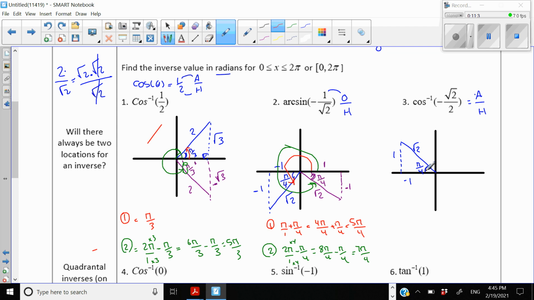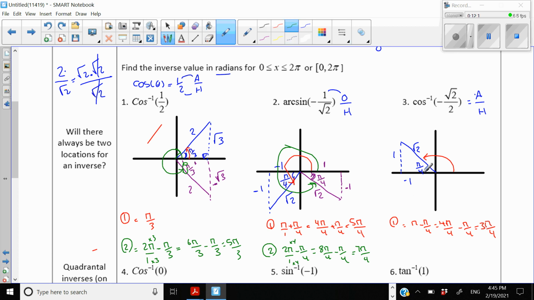Okay, so again, we found the reference angle. Now the original angle is going to be this one. To find this distance, I can take the whole half circle, which is pi, and subtract pi over 4. So pi minus pi over 4. This will be 4 pi over 4 minus pi over 4, which is 3 pi over 4. Okay. Now let's go to the next one.